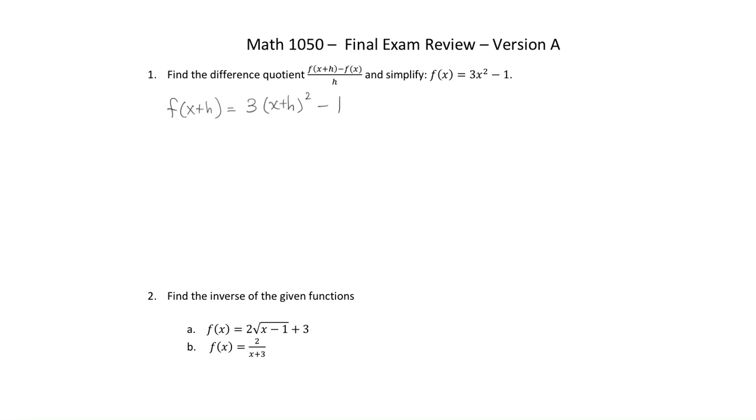So now we simplify x plus h to the second power. That's x squared plus 2xh plus h squared. Then distribute the 3. So this is f of x plus h. So that's going to go on the top left part of this difference quotient.